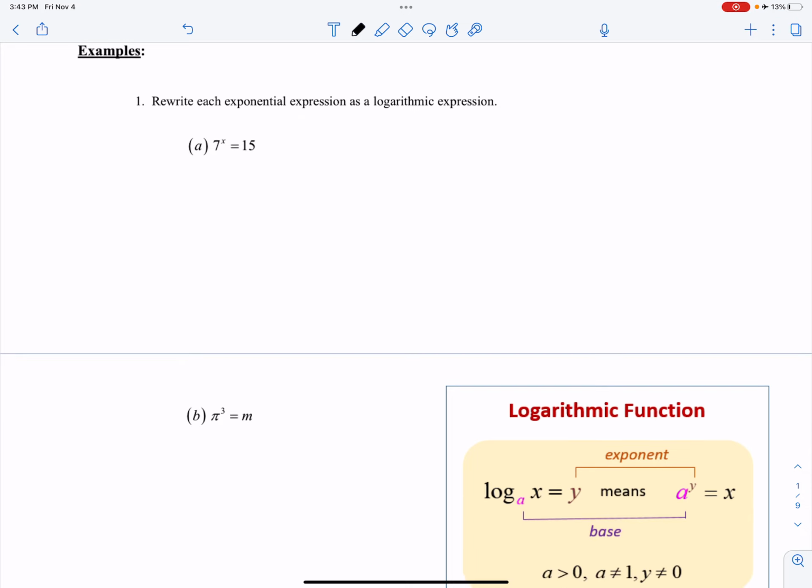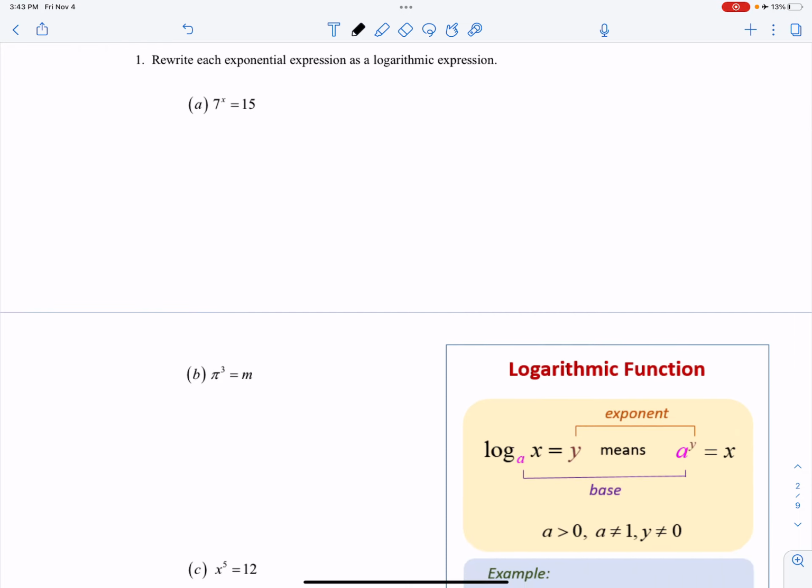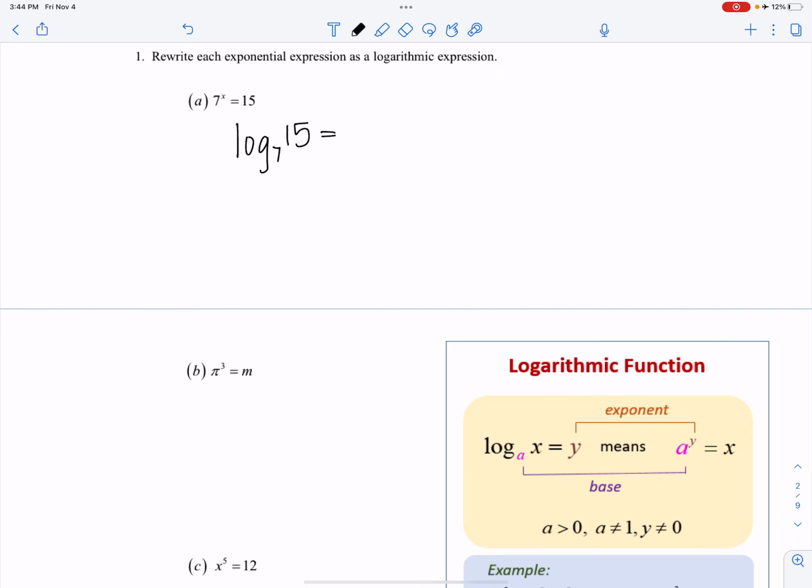Let's begin by rewriting the exponential expressions as logarithmic expressions. 7 to the x power equals 15. Well, to write this as a logarithmic expression, we're going to write log, our base is 7, and then we look and see, okay, our exponential equals 15, so that's the number that's inside of our log, and this equals x.